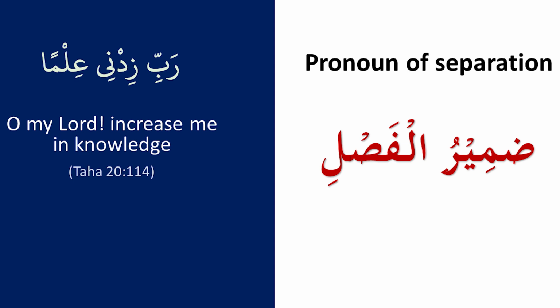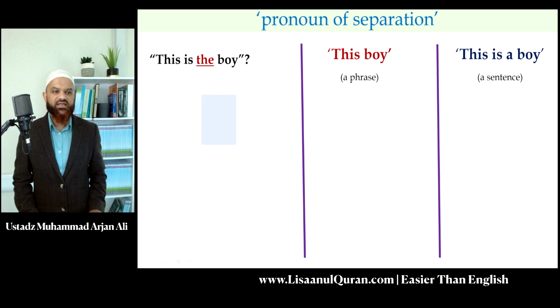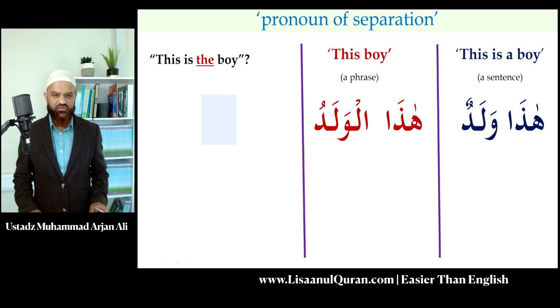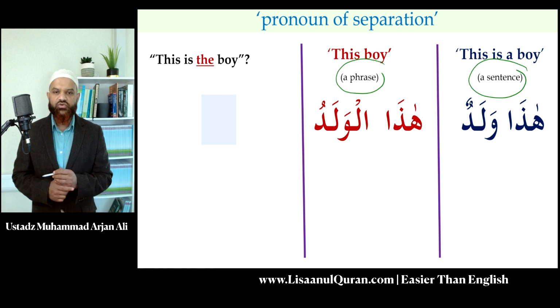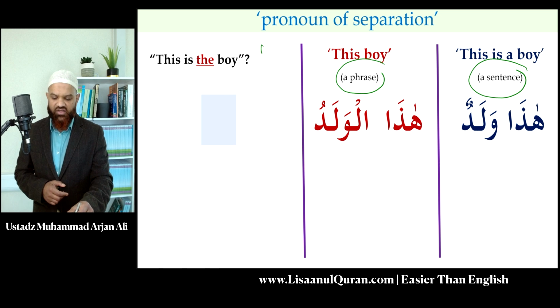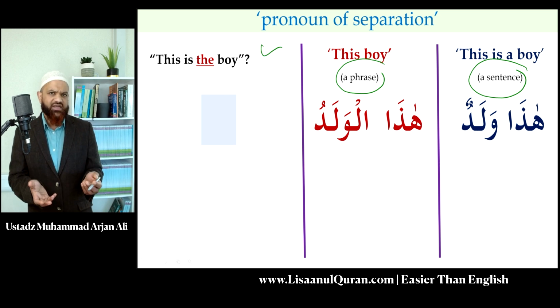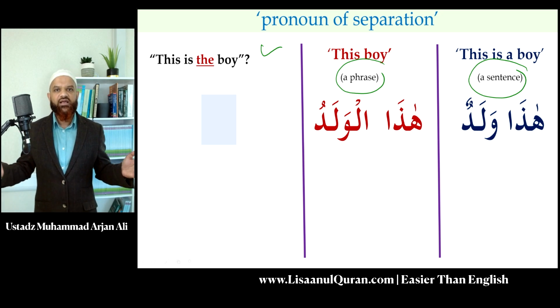Pronouns of separation, damirul fasli. In Arabic, if I want to say "this is a boy," you should be able to do this easily now. هذا waladun. If I want to say "this boy," I would say هذا الولد. And we've done this quite a lot in detail now. So we have a sentence and we have a phrase. But if you pay attention to the English, I want to say now, "this is the boy," which is a sentence. So how do I say that in Arabic?